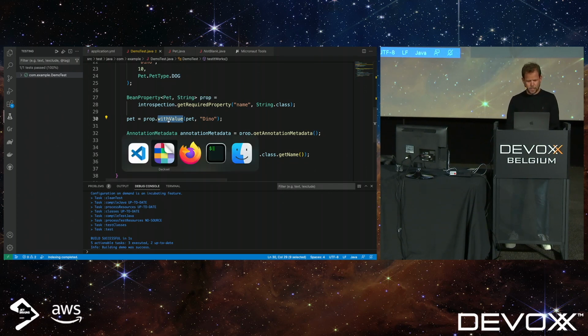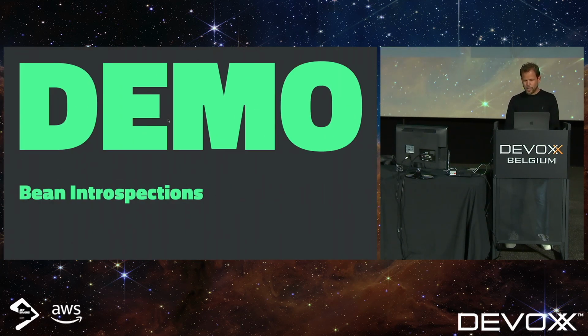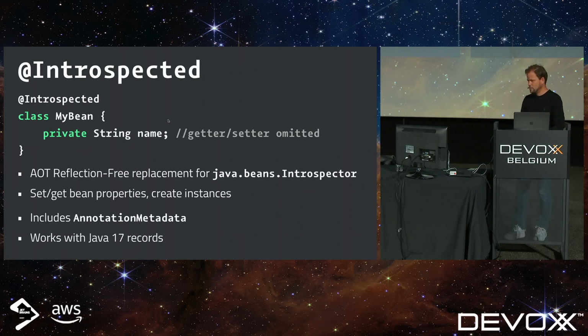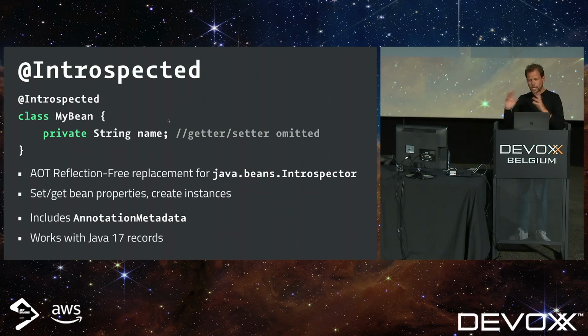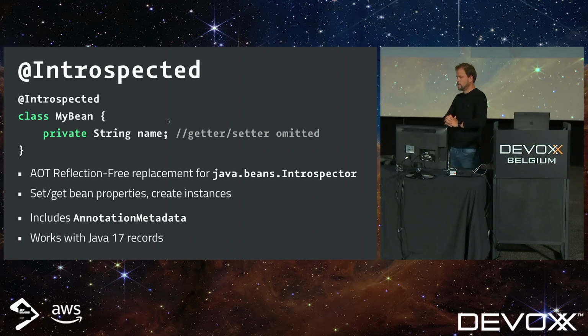All of that is really easy. So bean introspections are like a fundamental building block of the way the framework works. And introspections are used everywhere in the framework. They are an AOT reflection-free replacement for java.beans.Introspector. They include the metadata. They work with records. And they're used throughout the framework.